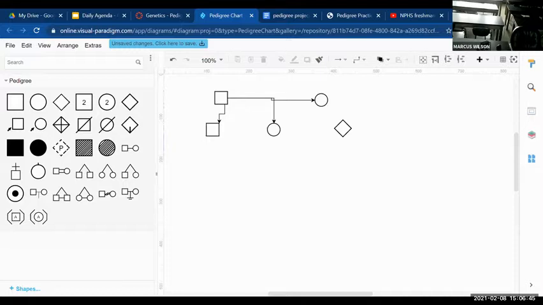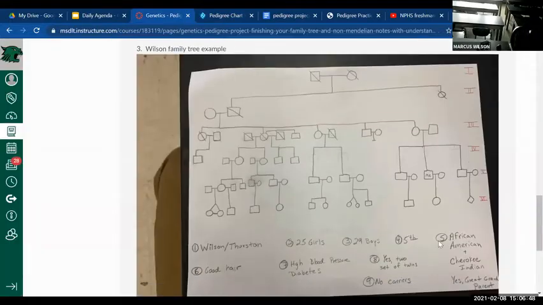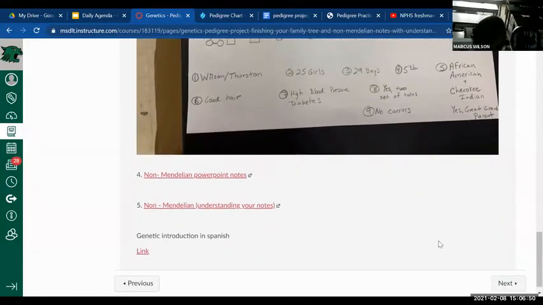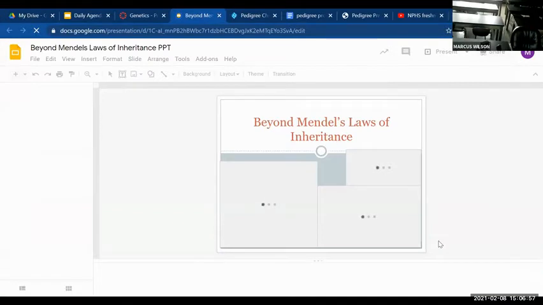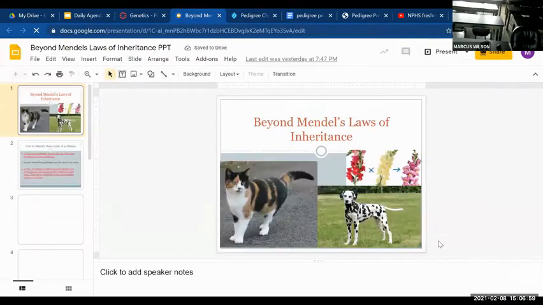Okay, so I'm going to go back to the Canvas page, and I'm going to go to number 3 where it has the non-Mendelian notes. So you don't have to stay with me. You can just look at my screen. You don't have to do your own screen if you don't want to.